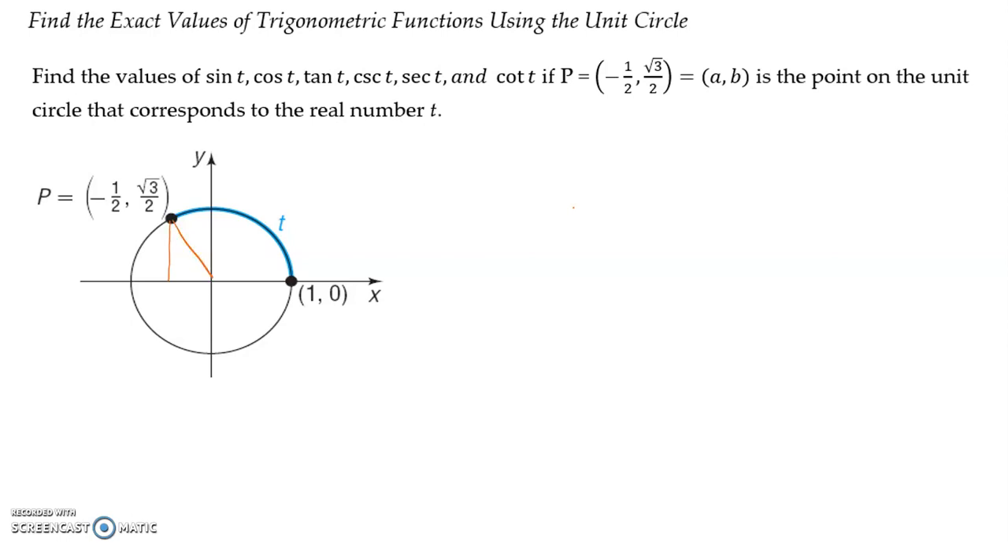So my x value here is -1/2, and my y value is radical 3 over 2. And since we know we're on the unit circle, that means our hypotenuse has to have a length of 1. So let's go ahead and work with this triangle, and we're going to be finding each of these 6 trig functions. So let's go ahead and start with sine of t.